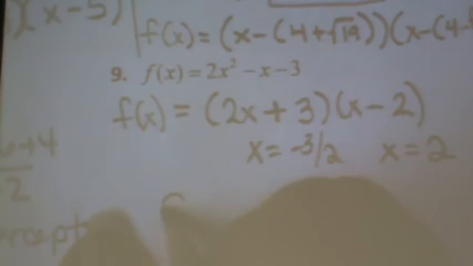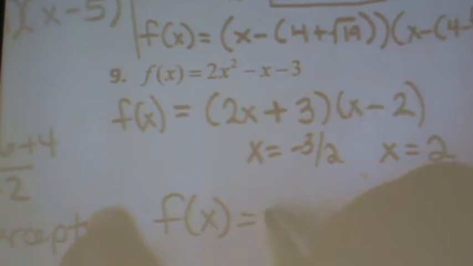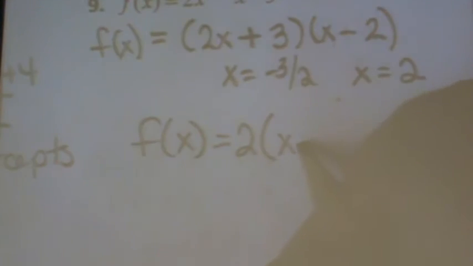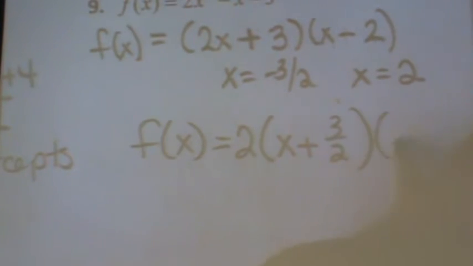So how do you write this in x-intercept form? f of x is equal to the a value 2, and you're going to write x plus 3/2 and x minus 2, just like that.